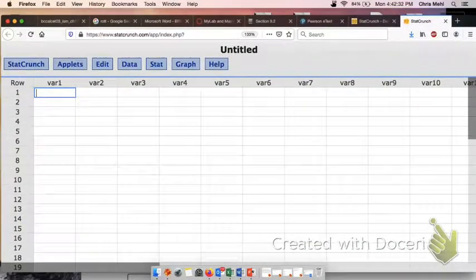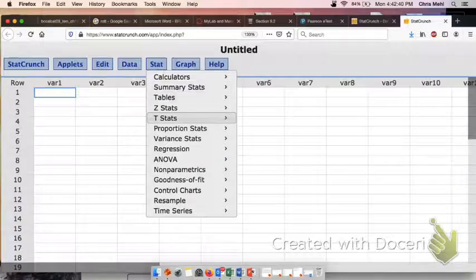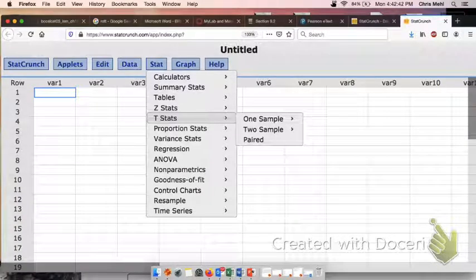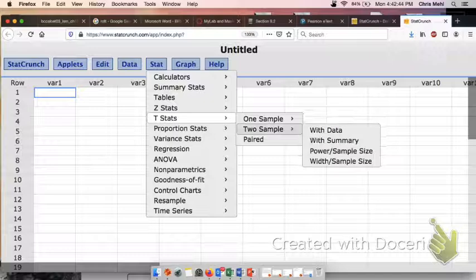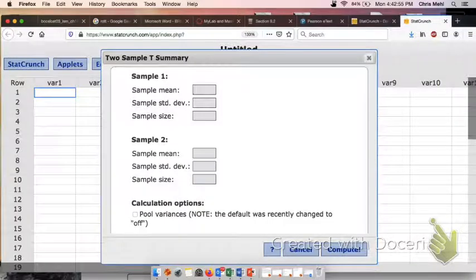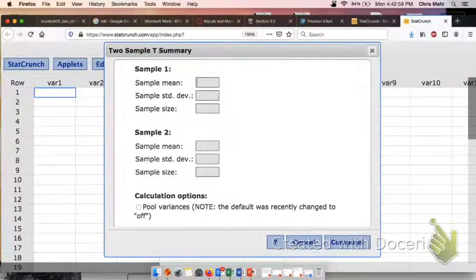Okay. So what you're going to do now is go to StatCrunch. Hopefully you've written down that information. You're going to go to Stat, then T Stats, then Two Sample, and select With Summary. So T Stats, Two Sample inference with summary, and you're going to open this little applet right here.